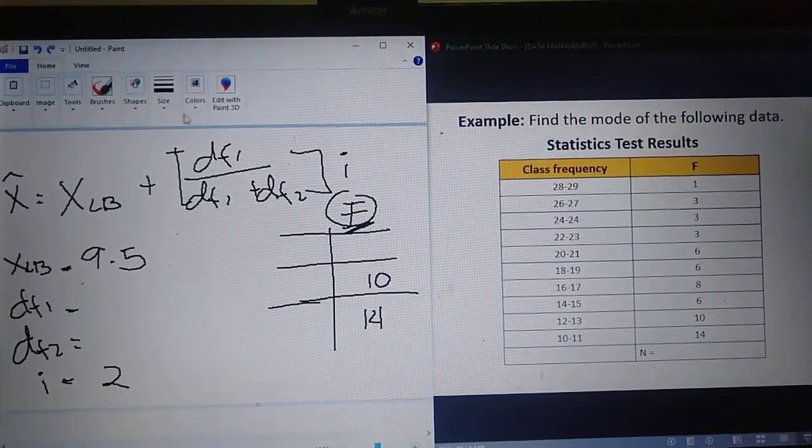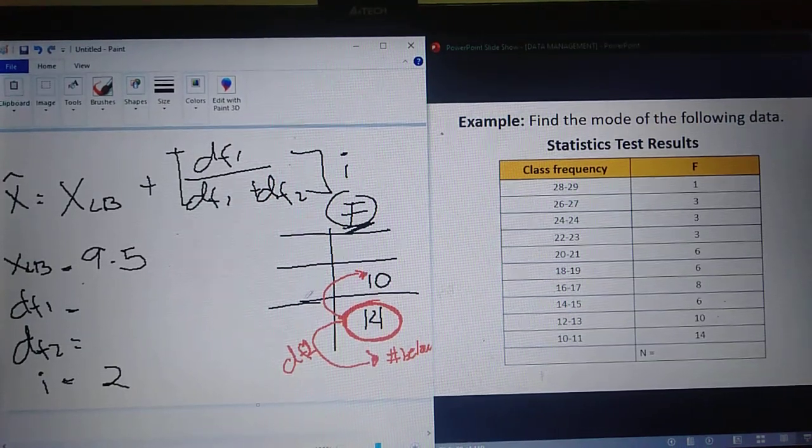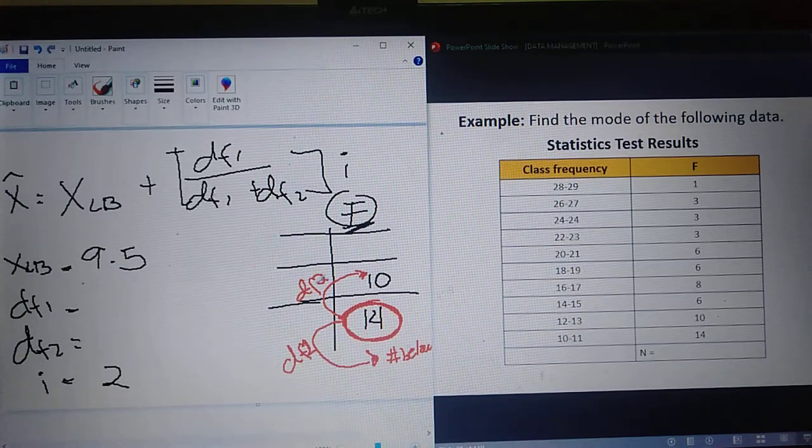Kain natin yung kulay para mas mabilis. Paano kunin yung df1? Since this is our focus, okay? Ito yung ating center of attraction. Dito tayo mag-focus sa 14 kasi ito yung may mataas na frequency. Ang df1 ay ito, i-minus mo yung number sa kanyang baba. Number below. That is df1. Ang df2 naman is this one, i-subtract mo sa number sa taas niya. That is df2.